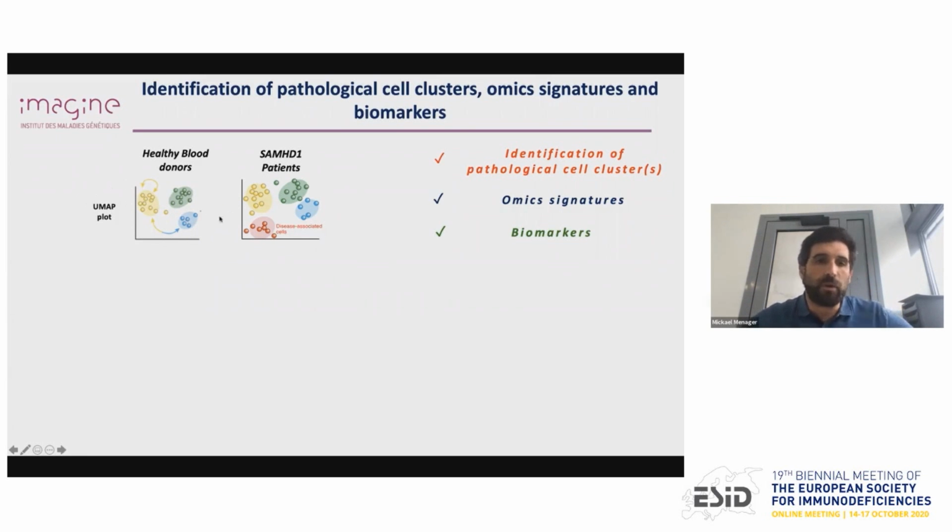So now the idea would be to compare those clusters coming from the blood of healthy blood donors with cells coming from the blood of patients, here patients with a loss of function mutation in SAMHD1, which drives an interferonopathy. If we can identify a cluster of cells that would be enriched in the patient or found only in the patient, we would call those pathological cell clusters. And then we could extract from that transcriptomic signatures and try to look for new biomarkers.